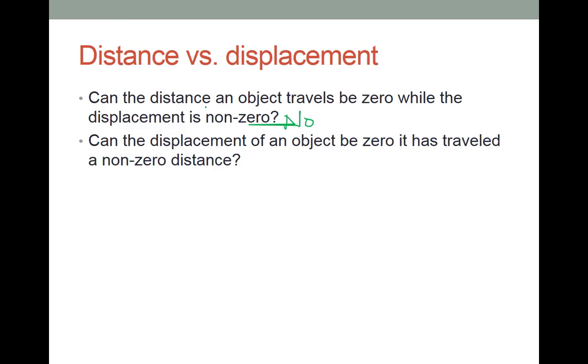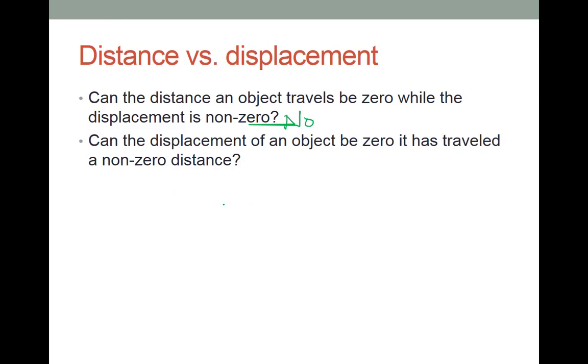Can the distance an object traveled be 0 while the displacement is non-zero? No. In order to have a displacement that is non-zero, I have to have gone somewhere, in which case distance is going to not be 0. Now let's look at the reverse of that question. Can the displacement be 0 while the distance is non-zero? And the answer here is yes.